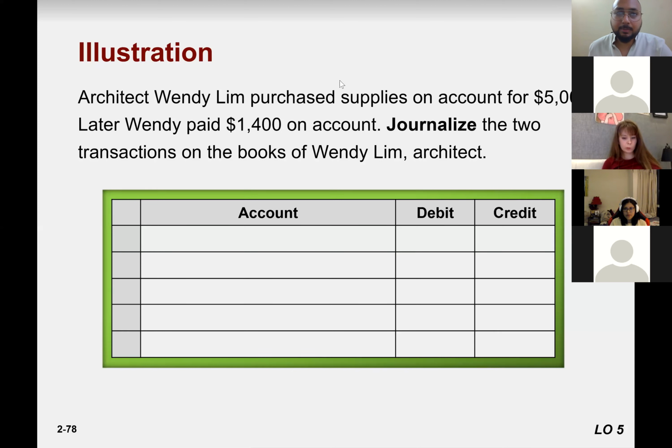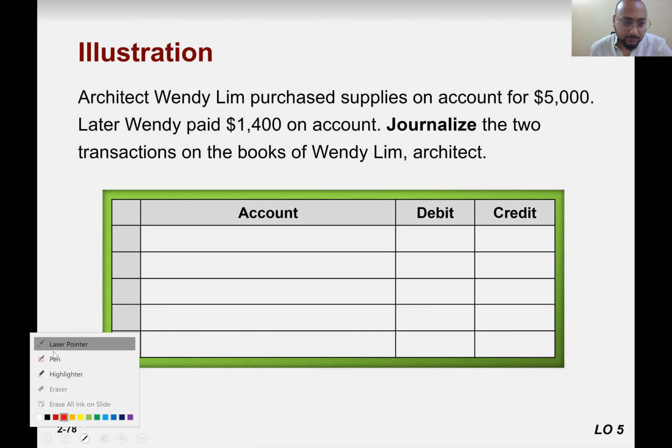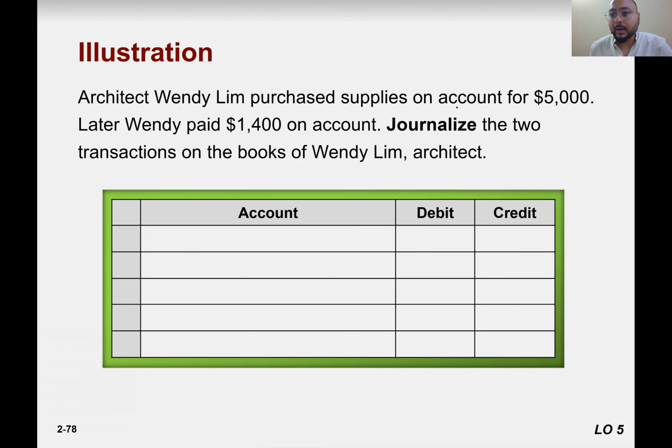Okay, class, welcome back after the breakout room activity. So I have received your activity. Please now compare the answer. Let me read the illustration here. Architect Wendy Lim purchased supplies on account 5,000, and then later Wendy paid 1,400 on account.